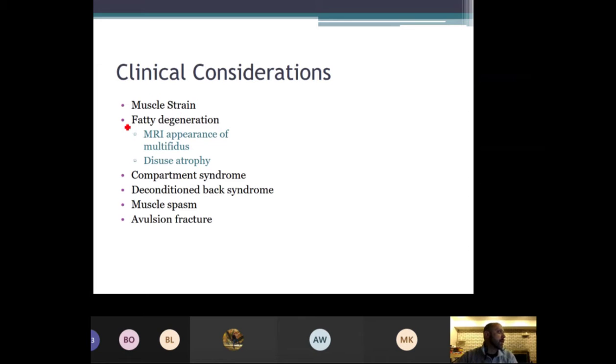All right. The other big thing here, just to highlight, and again, I know you guys were working off of a lecture recording from a previous time here, but I just want to emphasize this issue again here, this fatty degeneration.